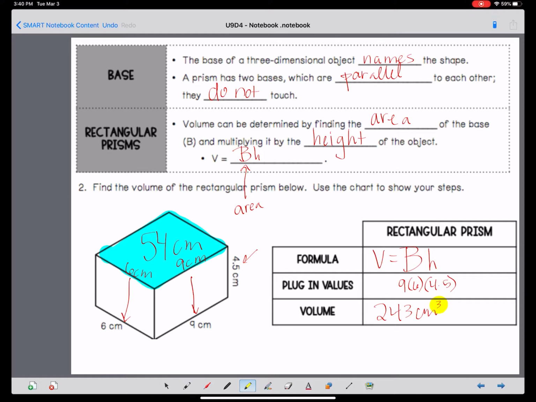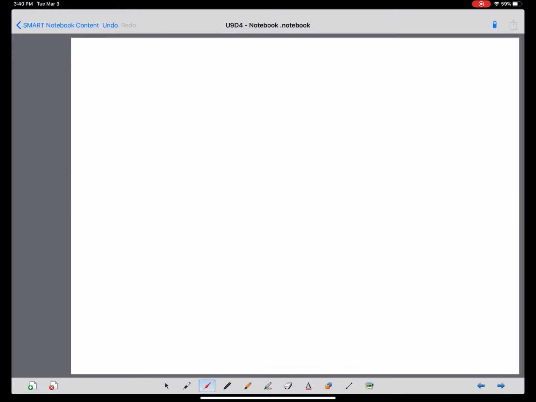Now, another way that you could do this, you might have noticed all we did was multiply those three numbers together. We multiplied 4.5 by 9 by 6. Some students have already learned about this in 6th grade, and we call this volume equals length times width times height. So you could say 6 is your length, 9 is your width, and 4.5 is your height. If you like that better, you are welcome to use that equation. They're kind of the same. All right, let's go on to our next slide.